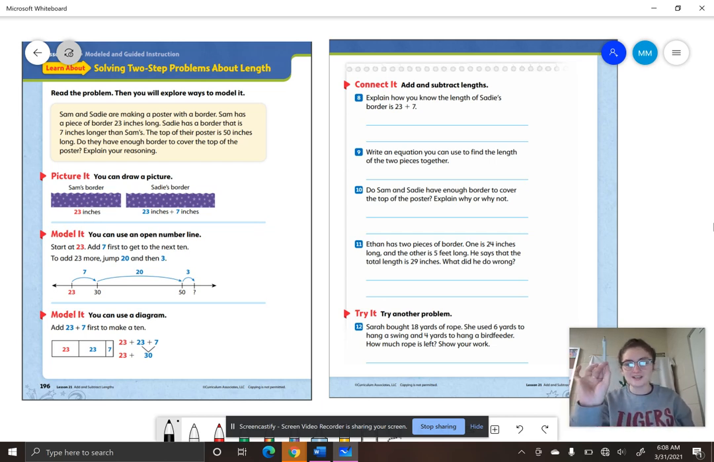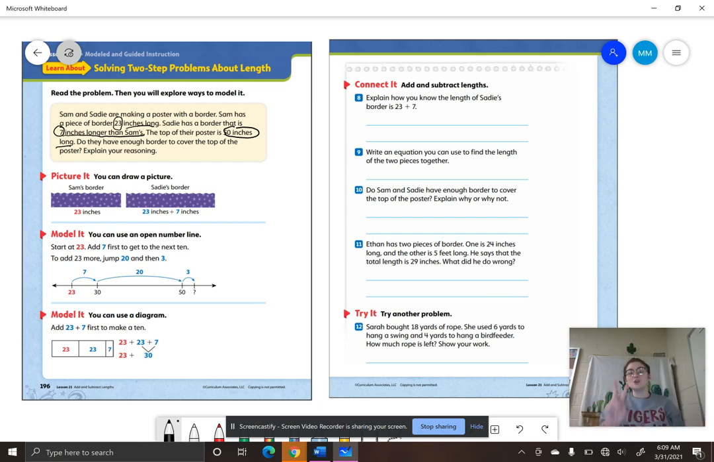All right, so let's go back and read that word problem. We're going to circle important numbers and underline important words. Sam and Sadie are making a poster with a border. Sam has a piece of border that is 23 inches long. Sadie has a border that is 7 inches longer than Sam's. The top of their poster is 50 inches long. Do they have enough border to cover the top of the poster?